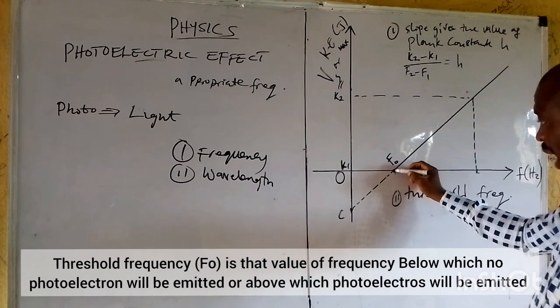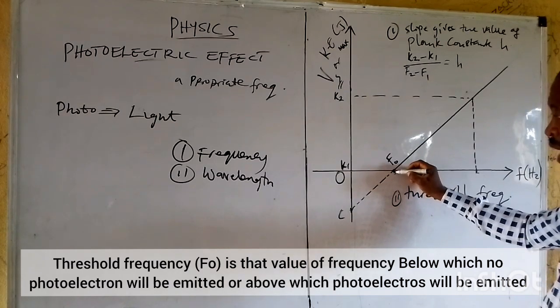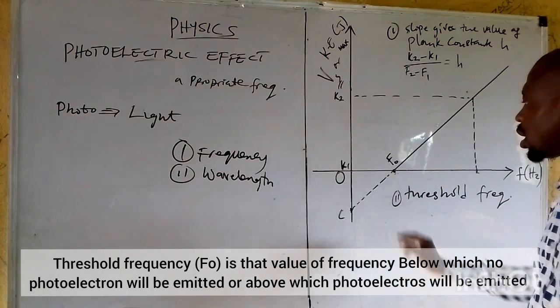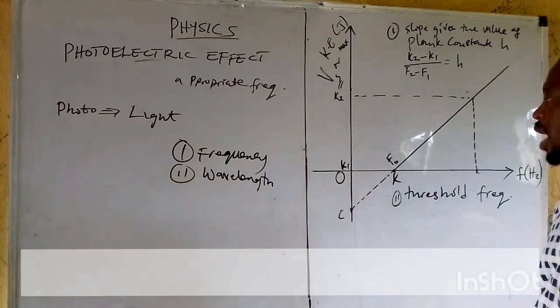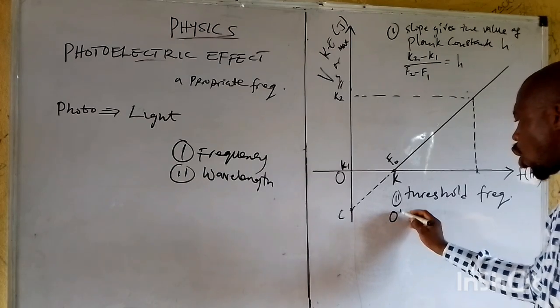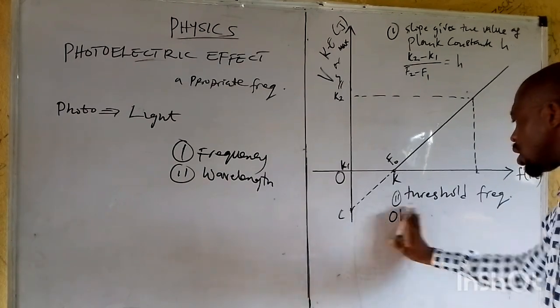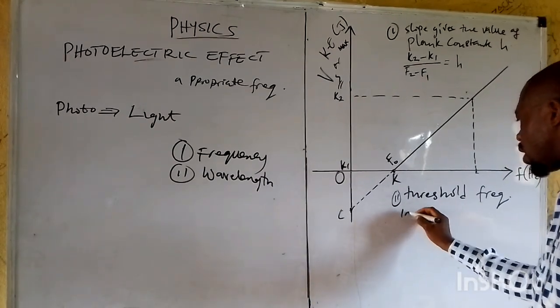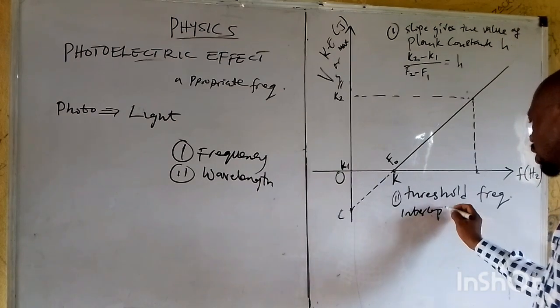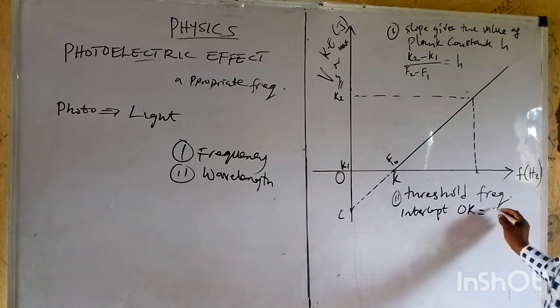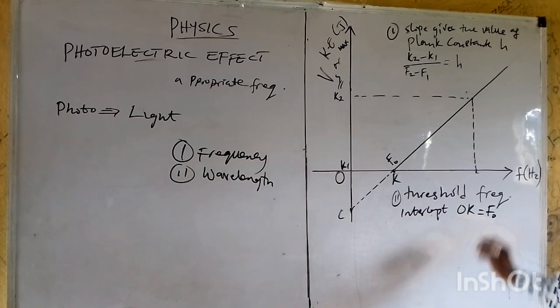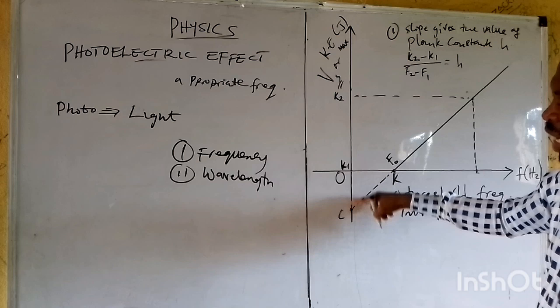Once you plot the graph, any point, any value here, pick it. It is a threshold frequency. So, we can say that, assuming we retain our K here, the intercept OK gives the value of the threshold frequency, f0.